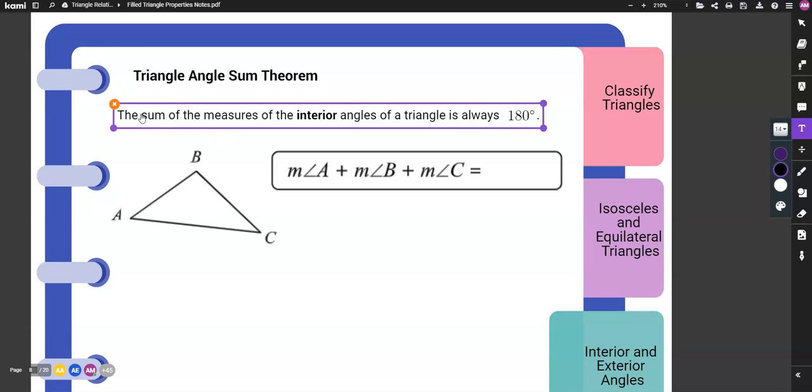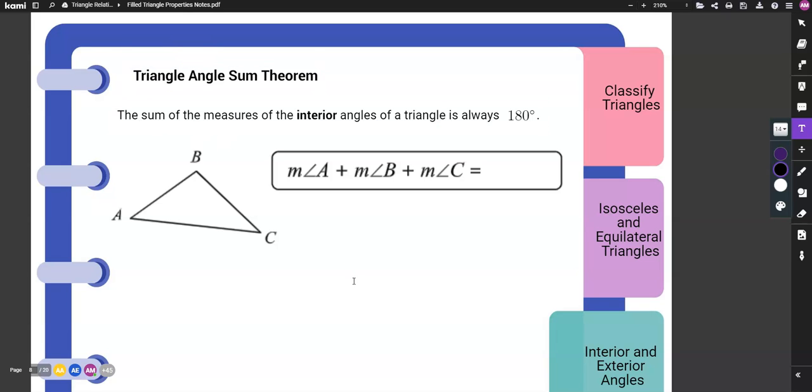Alright guys, so today we're going to talk about the triangle sum theorem, which is the interior angles of a triangle. We're also going to talk about exterior angles, and then we're going to talk about the triangle inequality theorem.